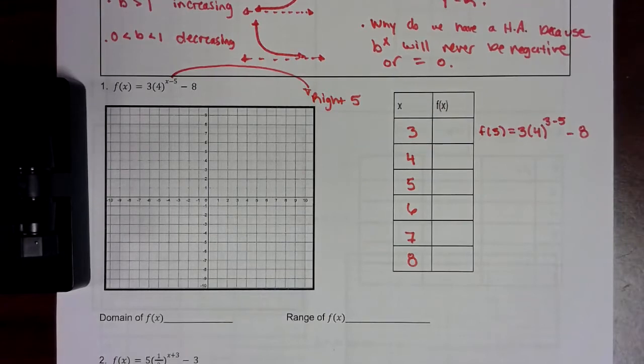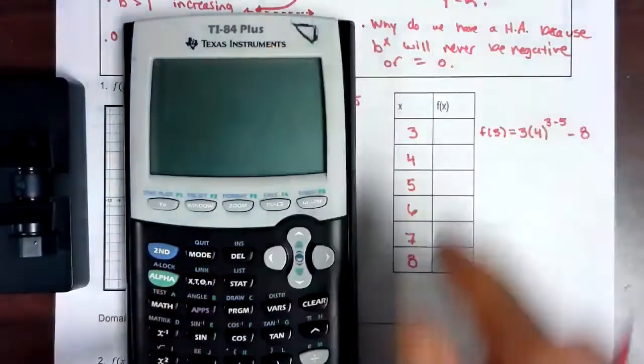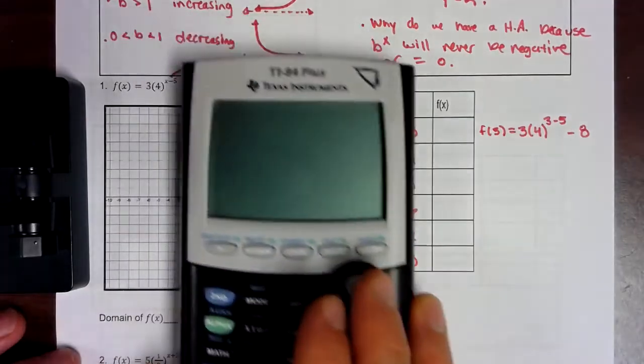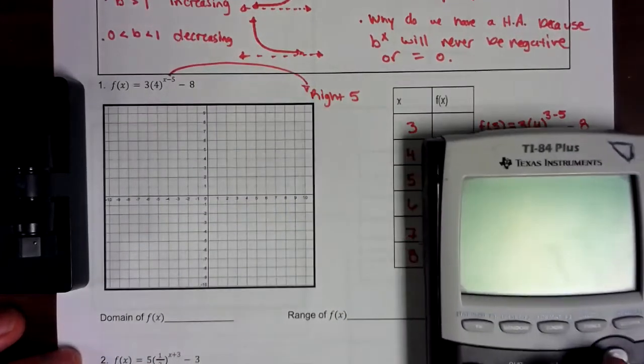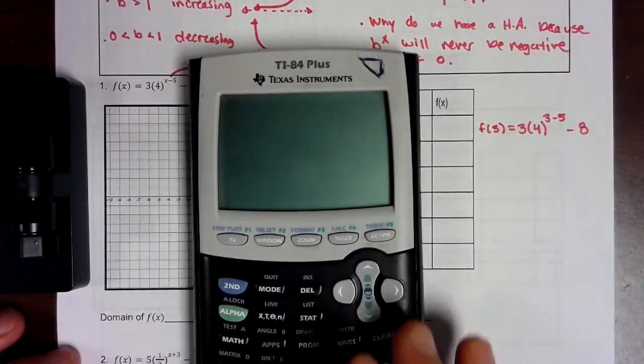For the most part, we're going to grab our calculator. We're going to type in exactly what we see here. Okay, we don't need to make any changes to that. So let's find a good spot. All right.